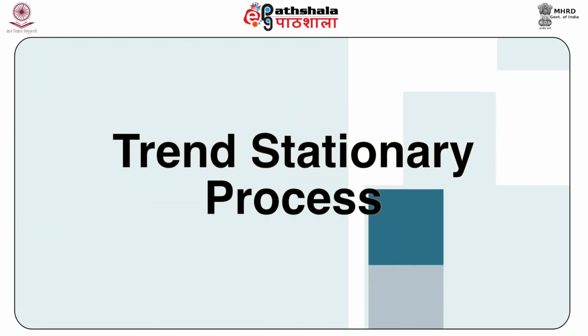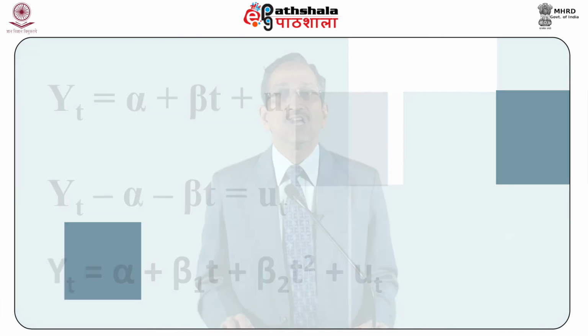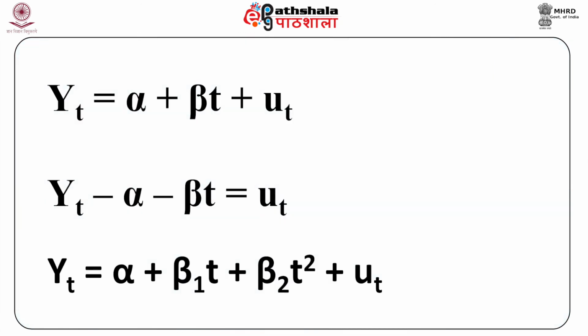The second process is trend stationary process. The process states that any series which has a trend is a non-stationary series. We take the following model. Yt is equal to alpha plus beta t plus ut, which can be written as yt minus alpha minus beta t equal to ut. The model states that if from a series we subtract the trend, then the series becomes a stationary series. Here ut is a linearly detrended time series. Detrended means we have subtracted the trend from the original variable yt.